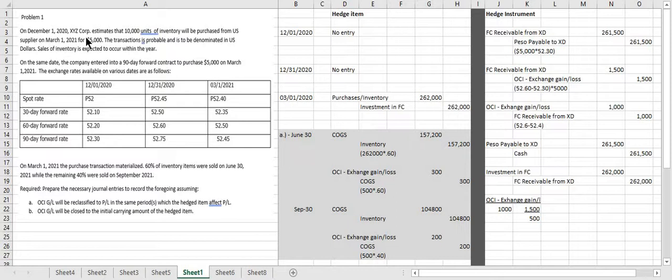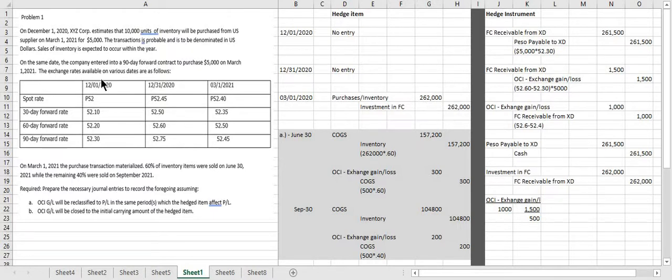On December 1, 2020, XYZ Corporation estimates that 10,000 units of inventory will be purchased from a US supplier on March 1, 2021 for $5,000. So the transaction is probable and it is to be denominated in US dollars. Sales of inventory is expected to occur within the year. On the same date, the company entered into a 90-day forward contract to purchase $5,000 on March 1, 2021.